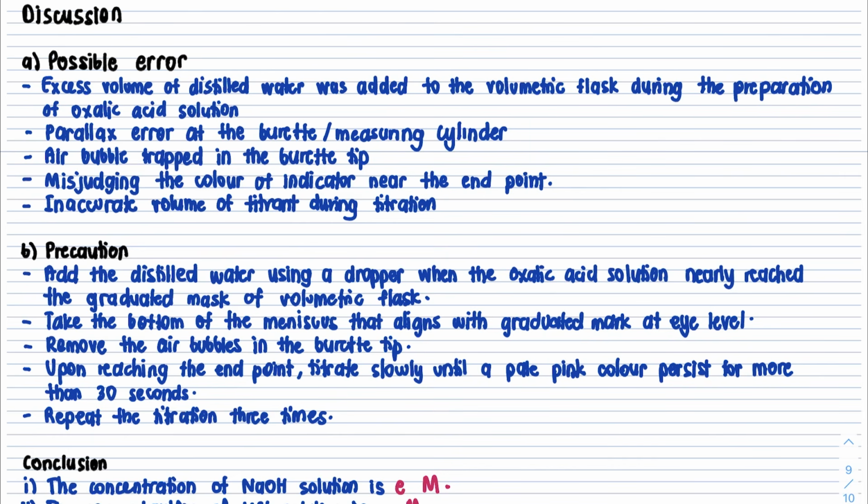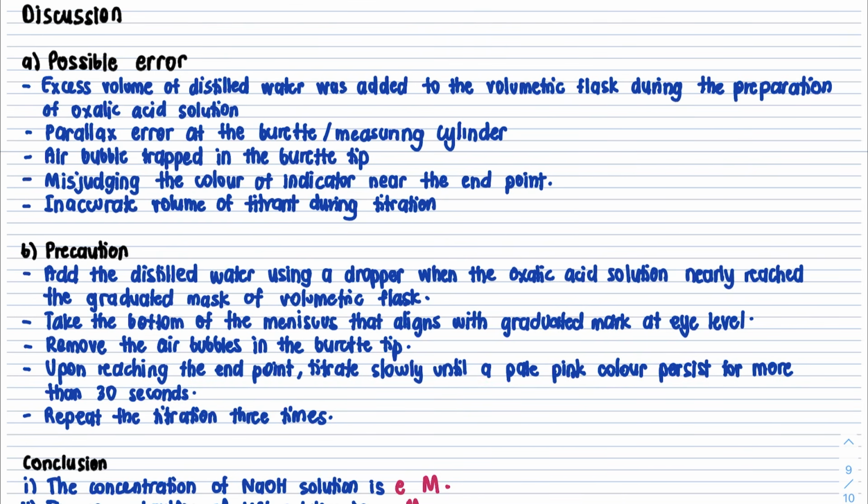or you can just take the burette reading as it is. Okay, next one, yang ni usually the popular error during the experiment adalah misjudging the colour of indicator near the endpoint. Usually, supposedly we will get pale pink. But sometimes when you doing too fast, kalau kamu laju sangat buat, sometimes kamu akan dapat colour macam purple sikit lah. Okay, so how do we overcome this? Upon reaching the endpoint, titrate slowly until a pink colour persists for more than 30 seconds.